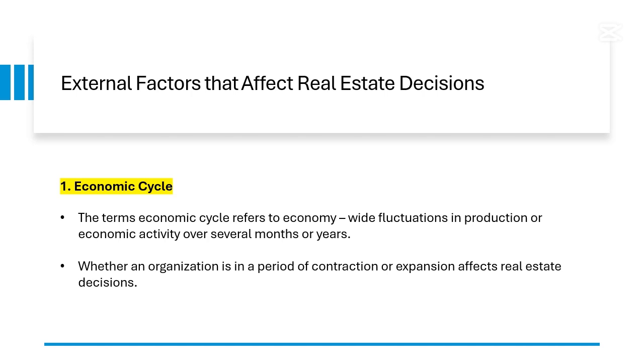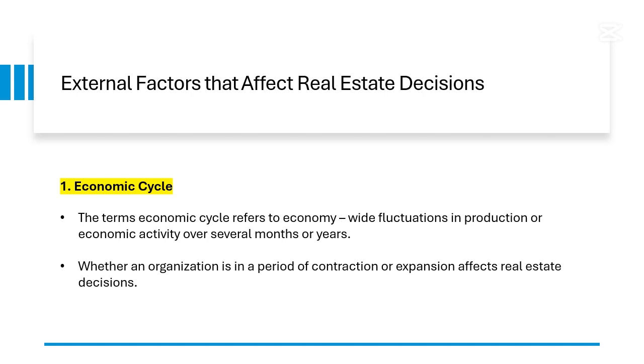This includes four main phases. The first one is expansion. During the expansion, there will be economic growth, higher demand, and increased investment. Next is peak. During the peak, the economy reaches its highest level of activity. The next is contraction. During this phase, the economy will decline in growth, with lower demand and reduced investment. The next is trough. In this phase, the economy hits its lowest point before recovering.